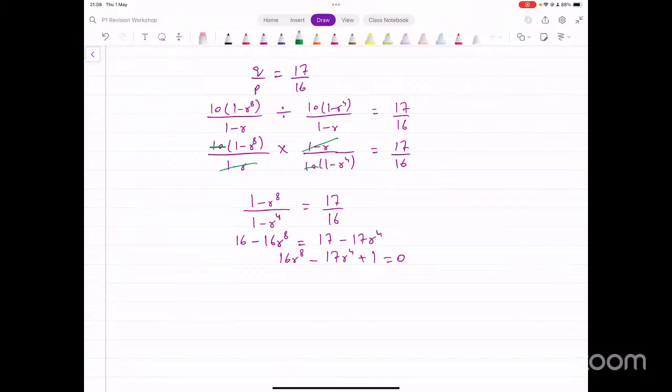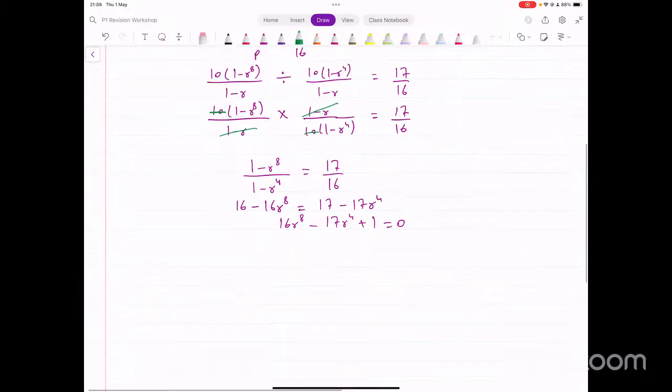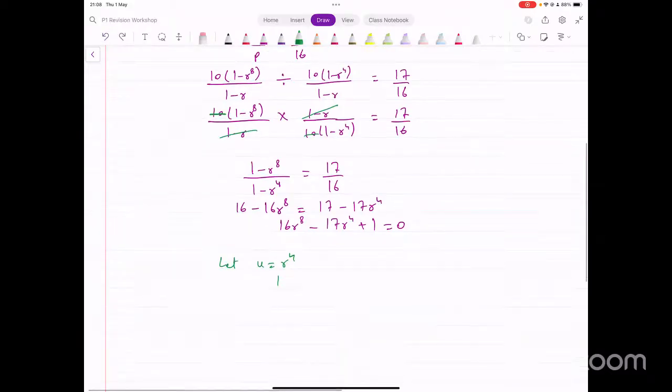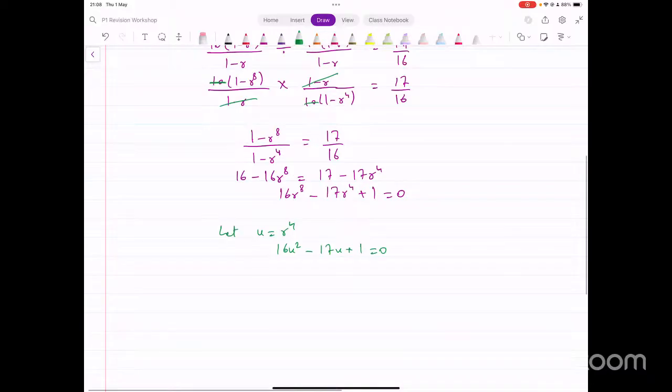So we have this disguised quadratic equation, and what we can do now is use a substitution. We can say let u equals r raised to power 4. Smaller power could use a substitute. You get a quadratic equation from that. That becomes 16u squared minus 17u plus 1 equal to 0. Solve this quadratic, you get some values of u.